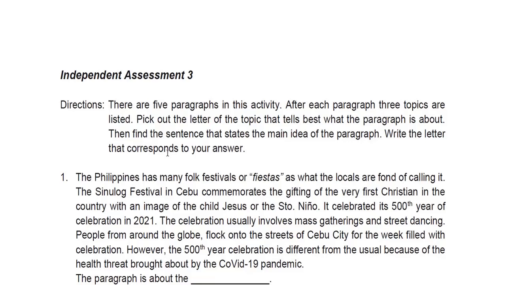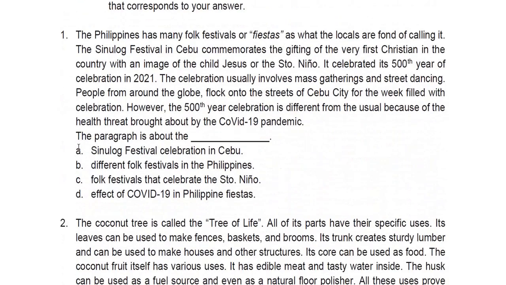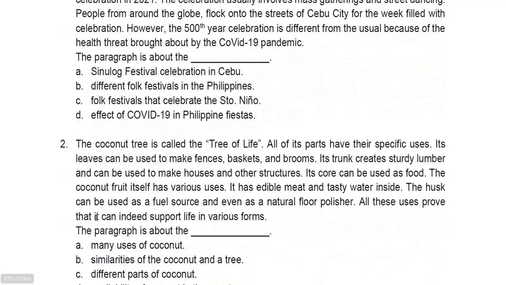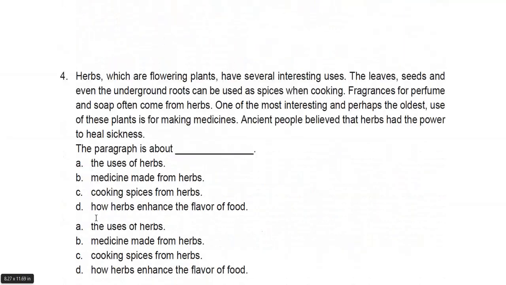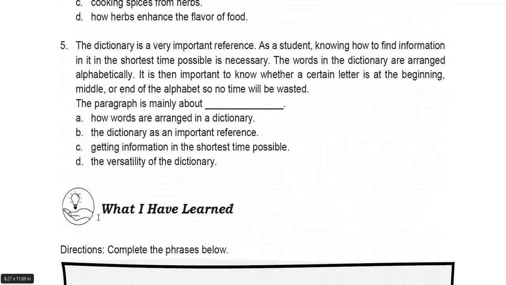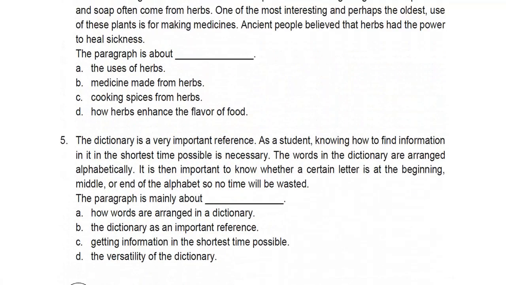There are 5 paragraphs in this activity. After each paragraph, 3 topics are listed. So pick out the letter of the topic that tells best what the paragraph is about. All you need to do is to choose the correct answer. Okay? Choose the correct answer. Letters only.